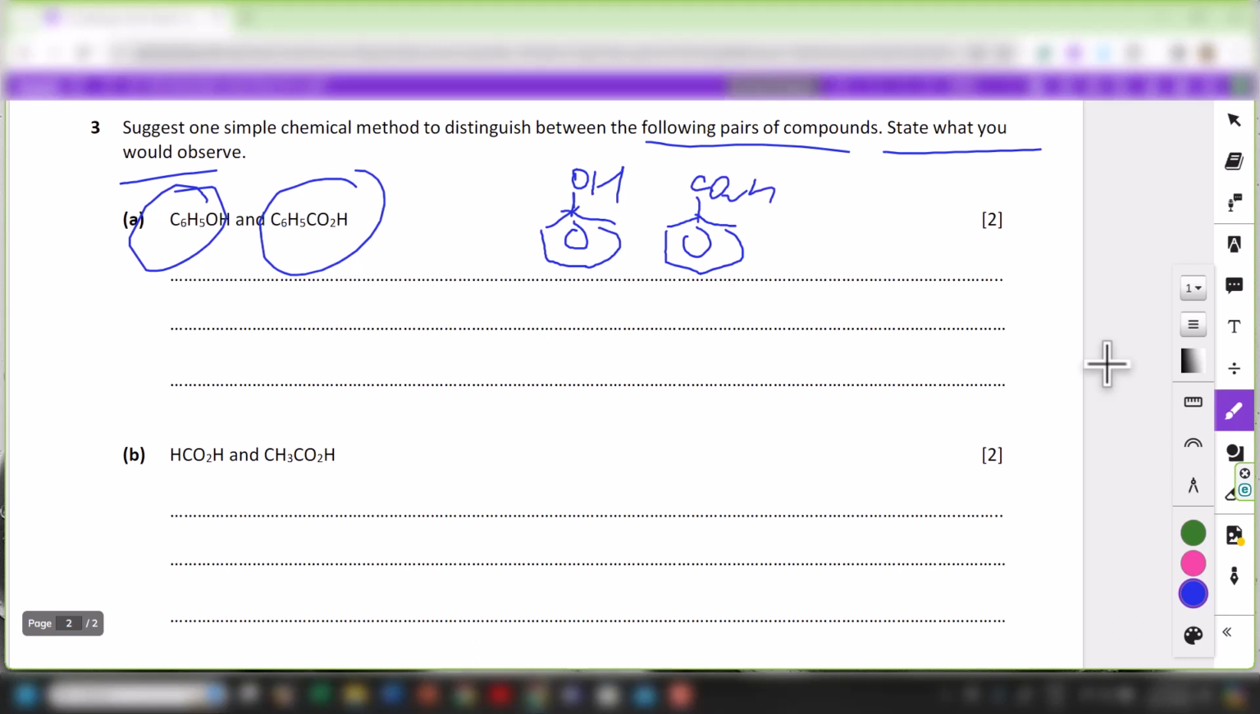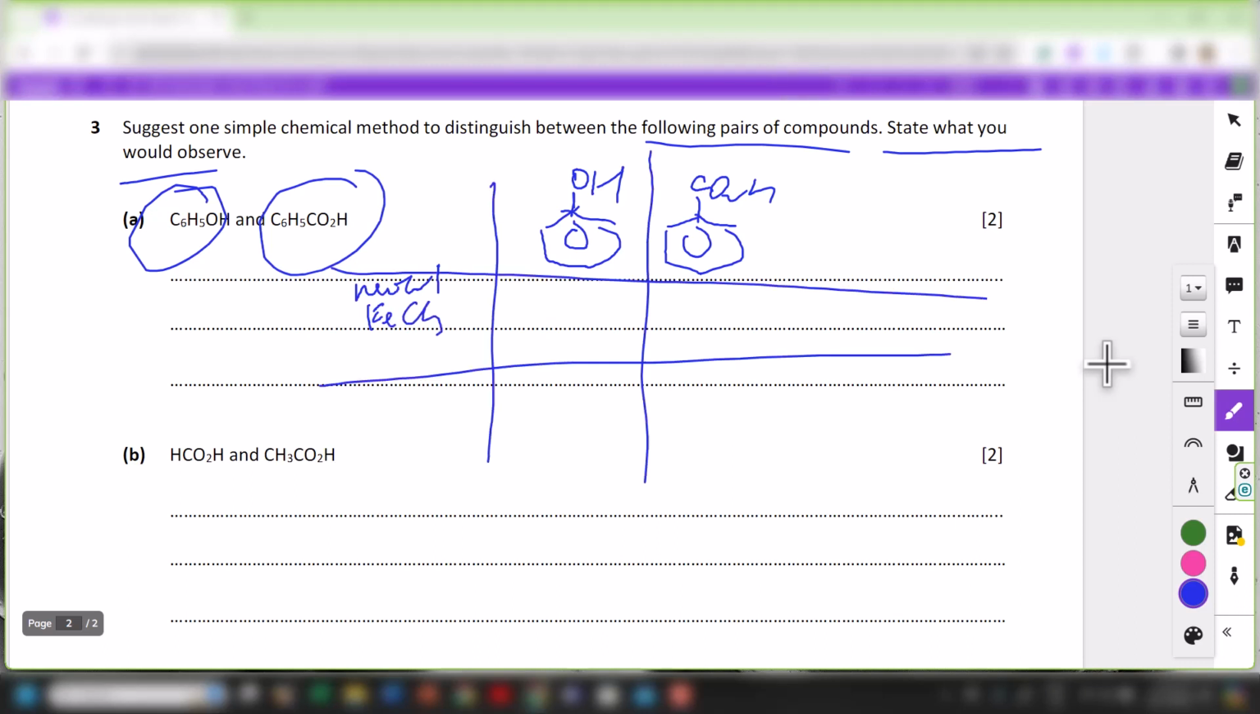The most clear-cut one I can think of will be to use neutral iron(III) chloride. Because for neutral iron(III) chloride, phenol gives me a very characteristic color, which is what we call purple coloration. The solution will turn purple and the purple is quite intense. Then for benzoic acid, no purple coloration.